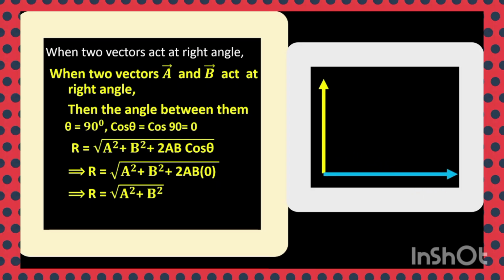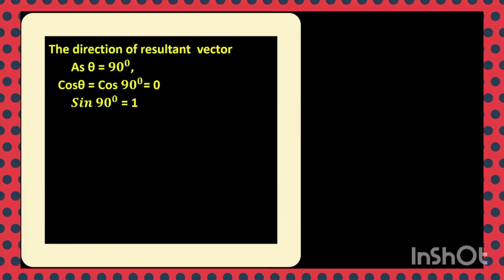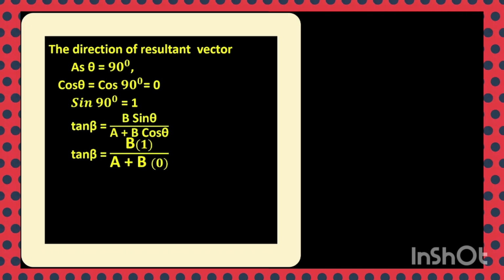Look at the diagram here. The direction of the resultant vector for theta equal to 90 degrees, cos 90 is 0, sin 90 is 1. Tan beta is equal to b sin theta by a plus b cos theta. By putting the values, we get tan beta is equal to b multiplied by 1 by a plus b into 0, so tan beta is equal to b by a, and beta is equal to tan inverse b by a. So this is the expression to find the direction of the resultant vector.